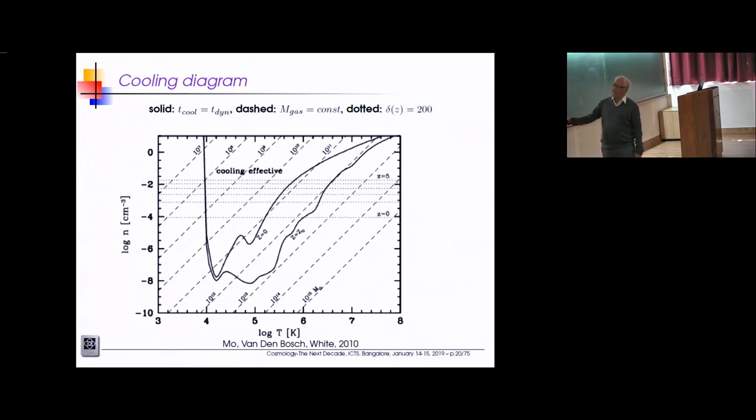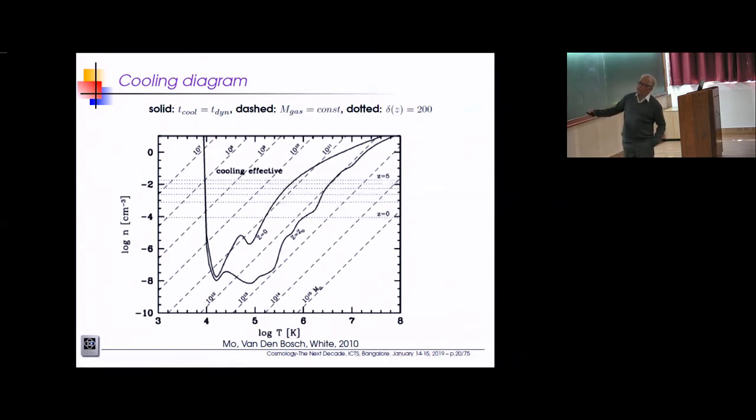Whenever you are in this region inside here, the cooling is effective. The T cool is smaller than T dynamical, and so you can eventually form, let's say, galaxies. Whenever you are outside this region, the cooling is inefficient.